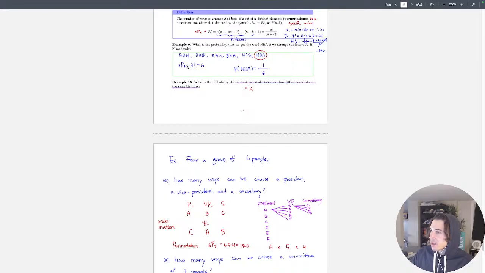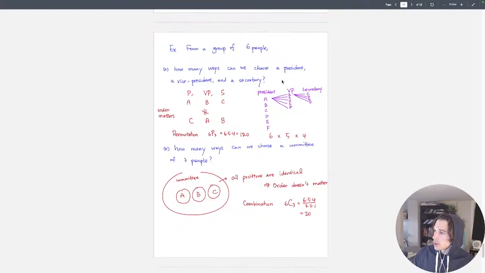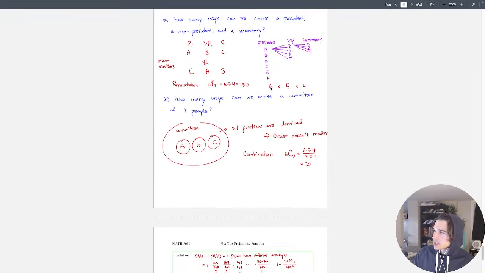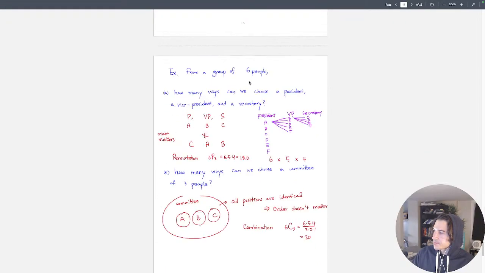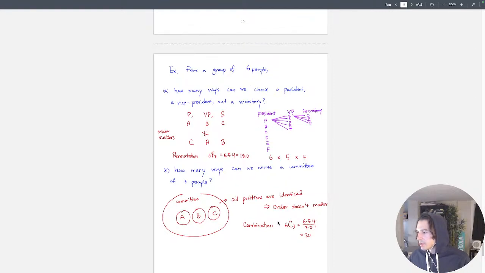NBA. What's the probability that we get the word NBA if we arrange these letters, A, B, and N randomly? 3 is the N here. We have 3 distinct elements, and we're arranging 3 objects. So 3 permute 3, and we're going to get this. And this logic is just expanded upon here. Looks like they're bringing in combinations here. So how many ways can we choose a committee of 3 people? So when order doesn't matter, you use combination instead of permutation.